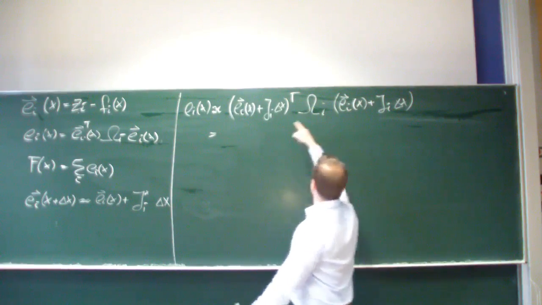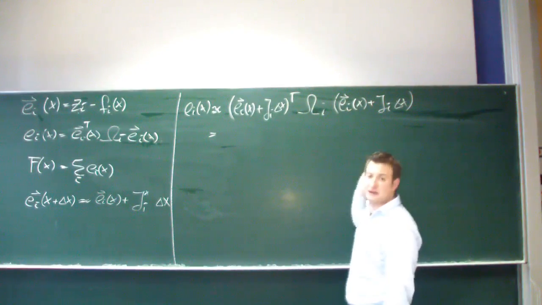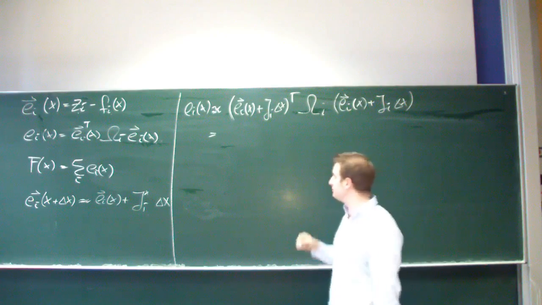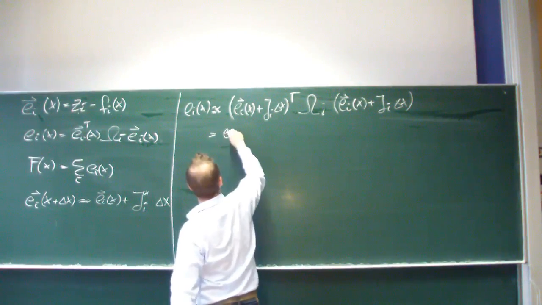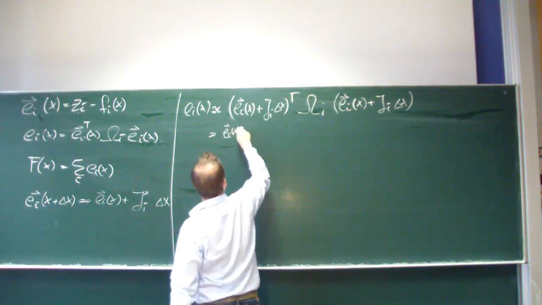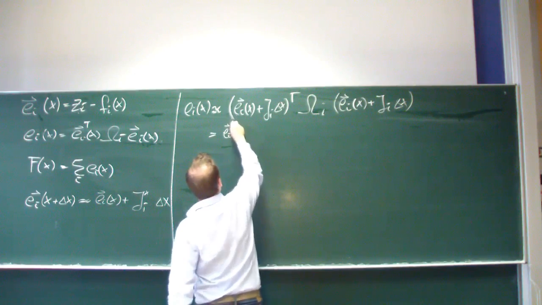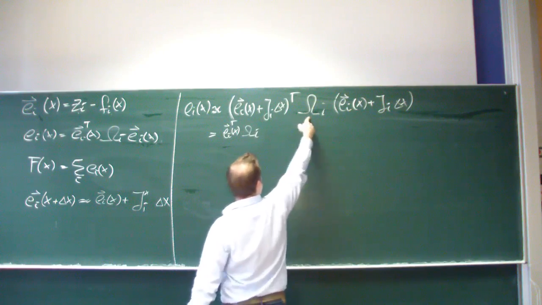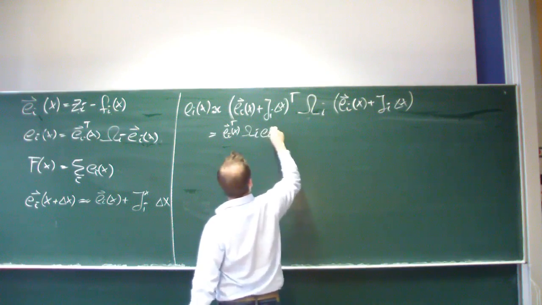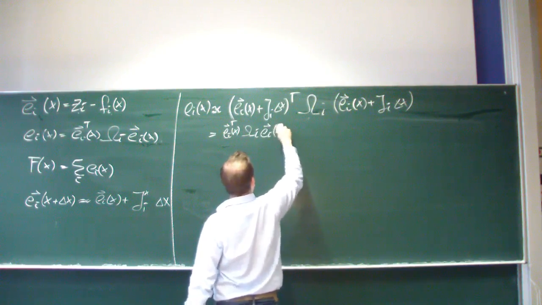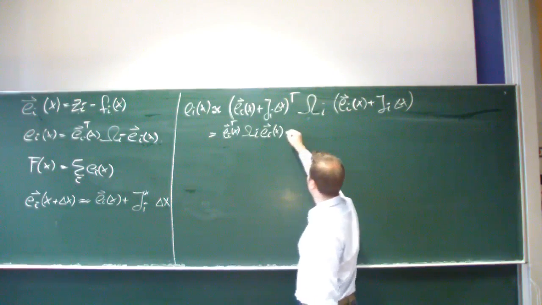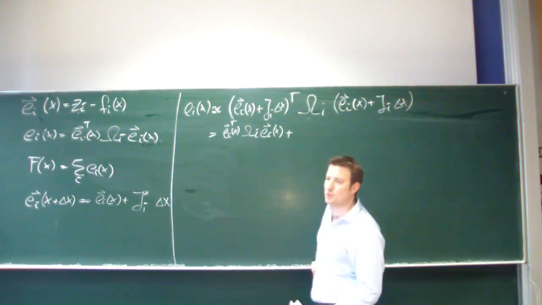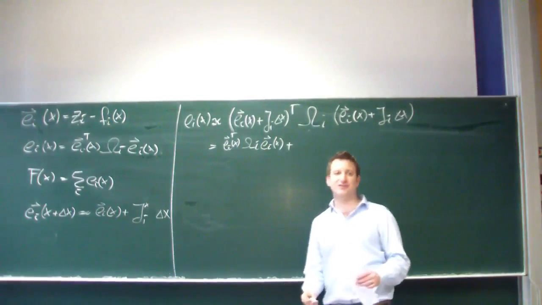What I can now do is simply split this up into individual terms. And then I have e_i of x transposed times the information matrix times e_i of x. That's the first term. What else do I get? Let's make it a little bit more interactive. All the individual steps are not too complicated.